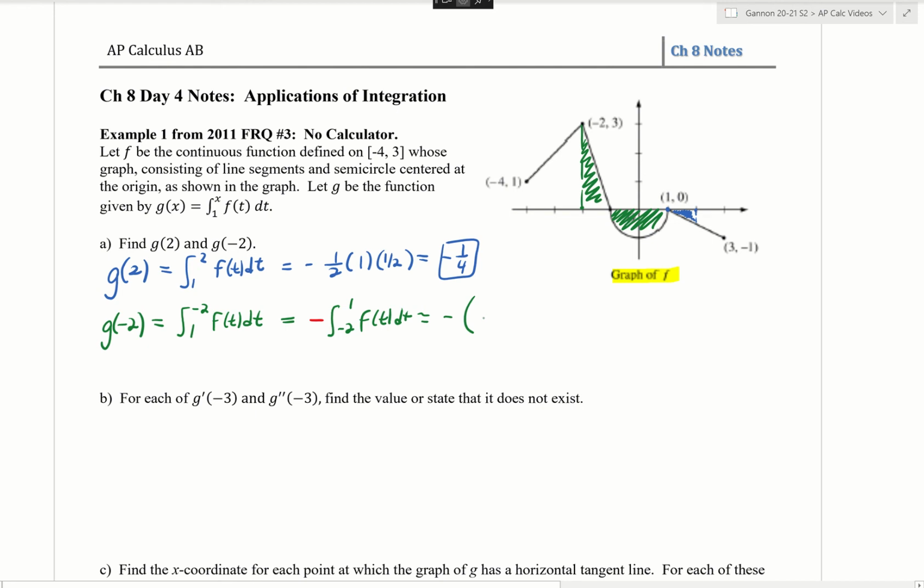So the triangle is going to have an area of 1/2. The base is 1. The height is 3. And then the semicircle is below the x-axis, so it's going to be minus. It's half of a circle, so 1/2 pi times 1 squared.